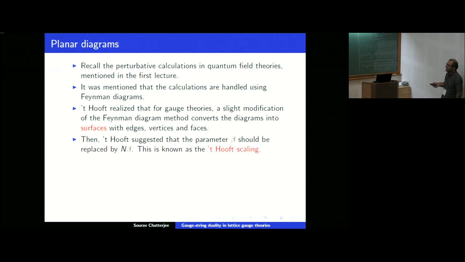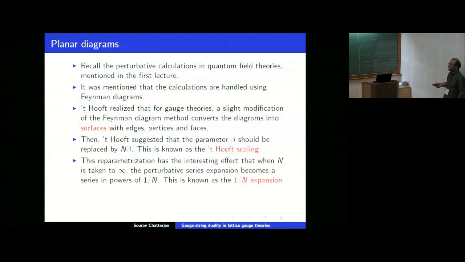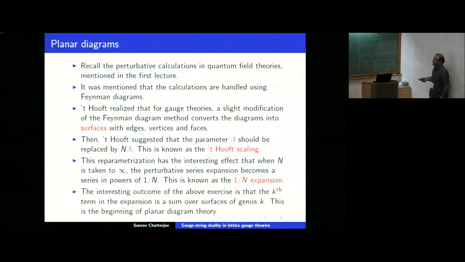So this you can do. And then 't Hooft suggested that if you replace the parameter beta by n times beta, so it's just a rescaling, you get something nice. When n is taken to infinity and the coefficient beta is replaced by n beta, you can actually get a perturbative series expansion in powers of 1 over n. So this is called the 1 over n expansion, and it's a well-known thing. And then you can get the terms in the expansion as sums over surfaces. So the kth term will be a sum over surfaces of genus k, so this is the beginning of planar diagram theory.